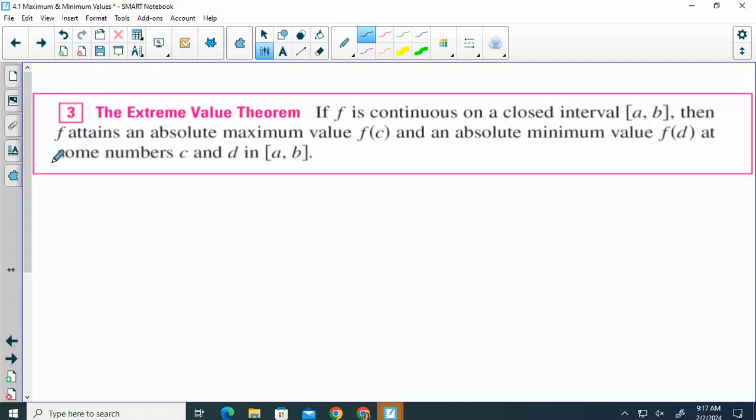And it says if you have a closed interval, so 2 endpoints, they're closed, so no open circles, then you have to have a max and a min in that interval. Right? Notice this is only for continuous and closed intervals. So if we have going to positive or negative infinity, that wouldn't be a closed interval. If we have breaks in the graph, that wouldn't be continuous.